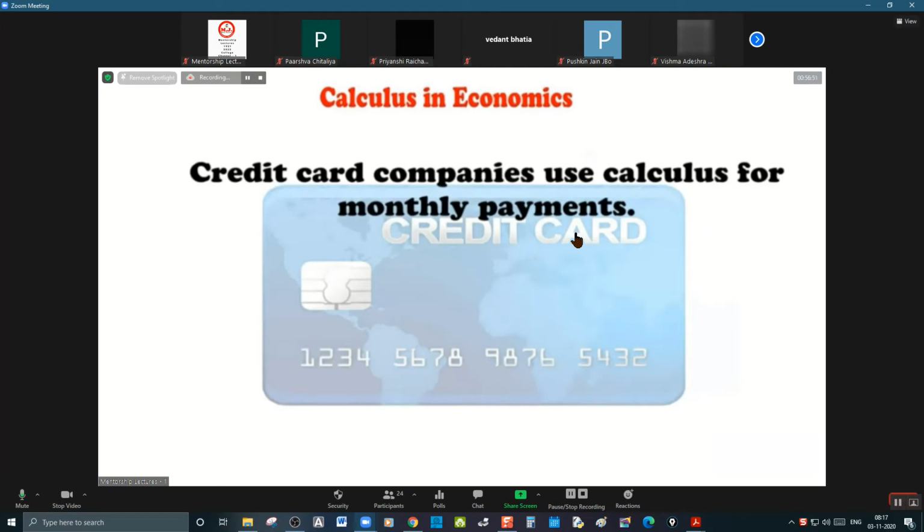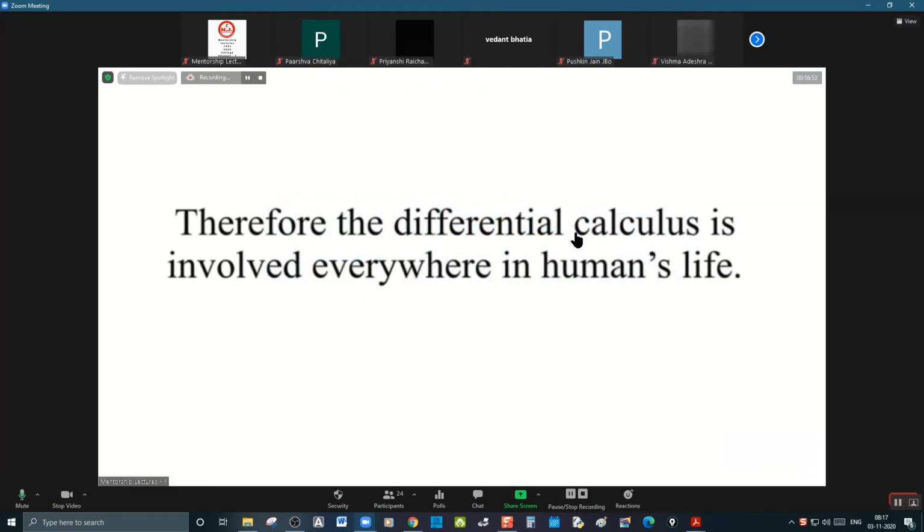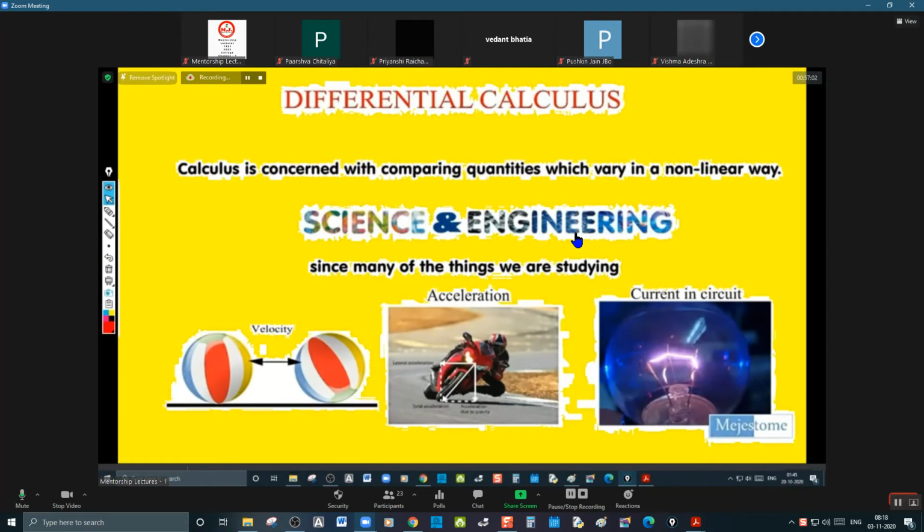function, and then differentiability, non-differentiability, and after that, the derivatives and the applications of derivatives. This is what we know in differential calculus.